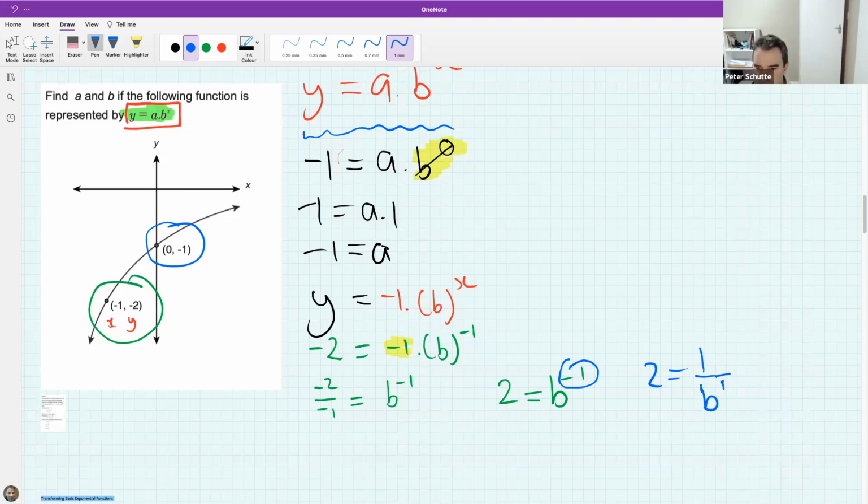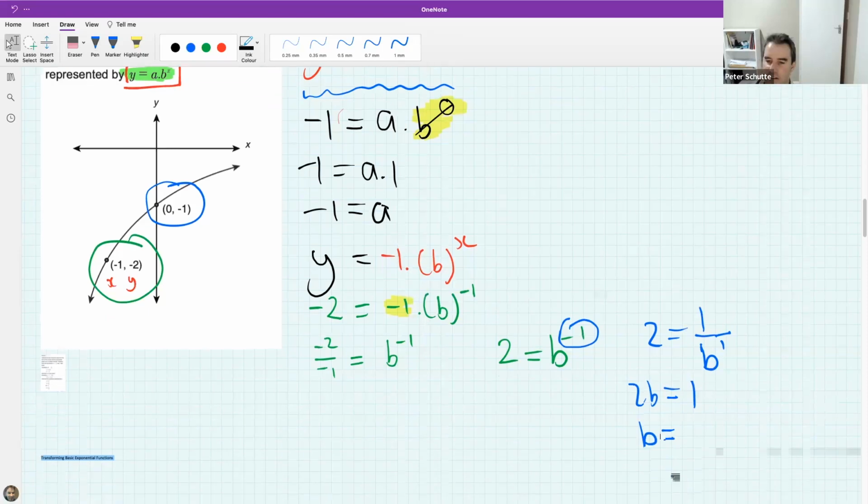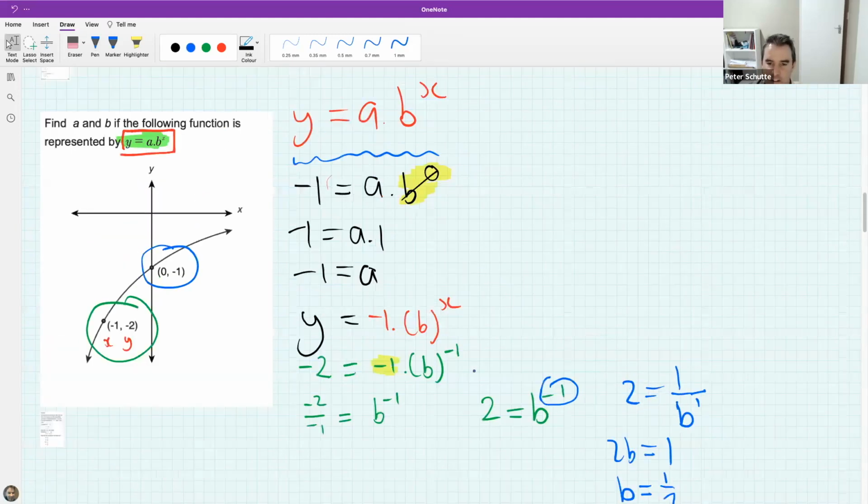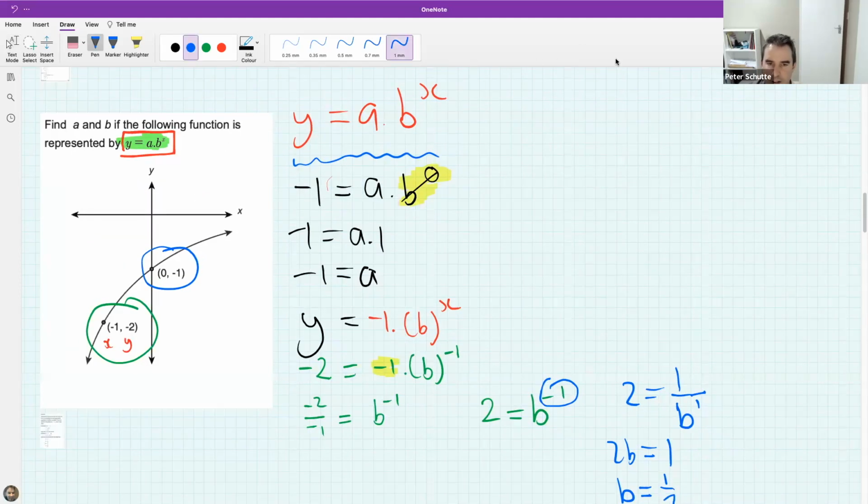So you're right, that's the exponent law. I will times b both sides. You get 2b equals 1. And then what was your final answer? 1 all over 2. Yep, that's it. Well done. So what does that mean about the final answer?